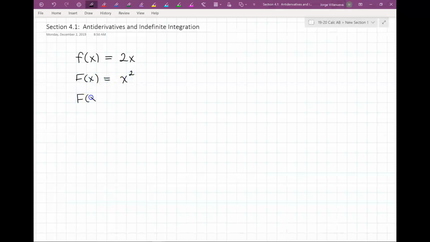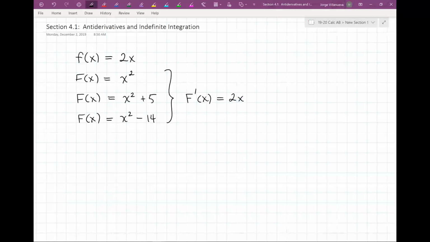But could it also be x squared plus 5, or f of x be x squared minus 14? Are those also possible answers for being the original function, where the derivative of these right here, let me write big F prime of x, all of these have the same derivative, right? So x squared becomes 2x, x squared plus 5 becomes 2x, x squared minus 14 becomes 2x.